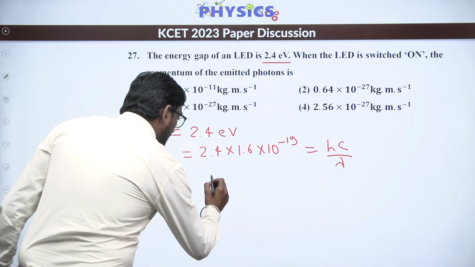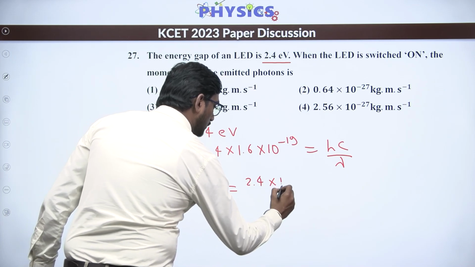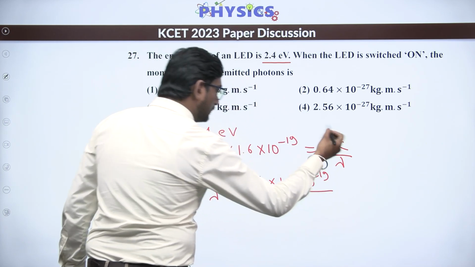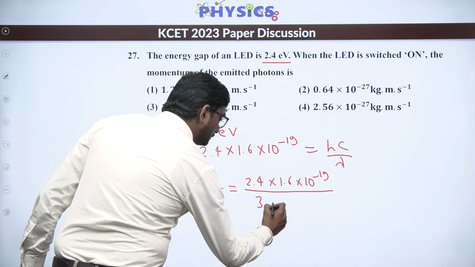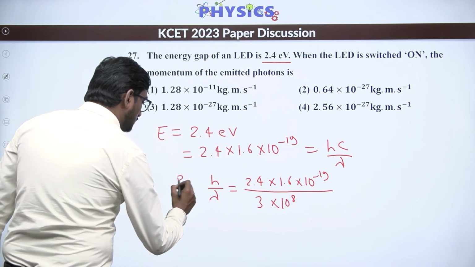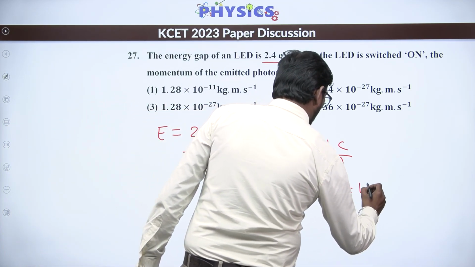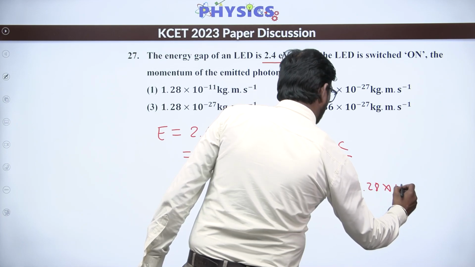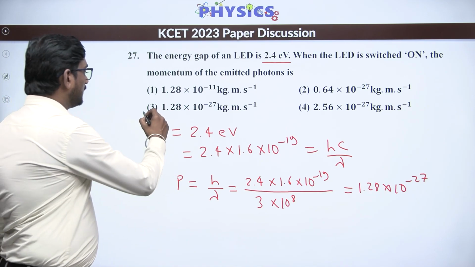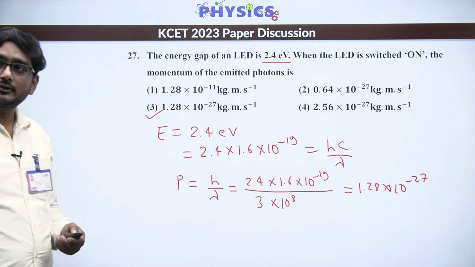right? So from here, what is h by lambda? h by lambda will be 2.4 into 1.6 into 10 power minus 19 by c, c being the speed of light, so that is 3 into 10 to the power 8. And this h by lambda we also call as what? Momentum. Simplifying this, what we will get is 1.28 into 10 to the power minus 27. So the correct answer for this would be option 3. I hope it is clear for everyone. Moving to the next question.